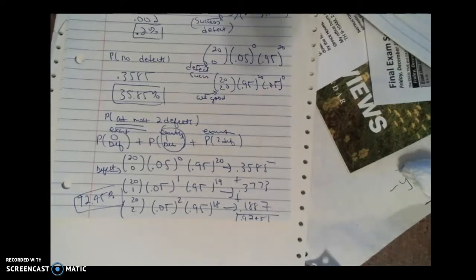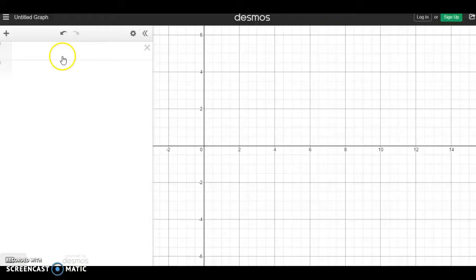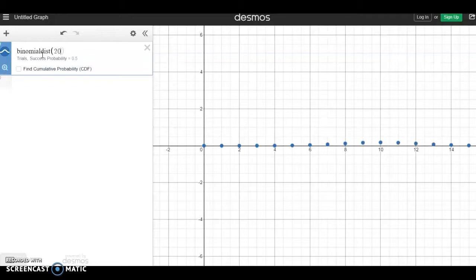So why don't you pause? I'm going to pause for a second, bring up Desmos, and then we'll look at that. All right, so I brought up Desmos graphing, and you can do binomial dist and put parentheses. And again, I can do 20. And it prompts you, which is nice. Success probability, we're going to go with 0.05. And then we're just going to end it. And so you have how many total, and then success. And then I can do this, find cumulative if I want between there.